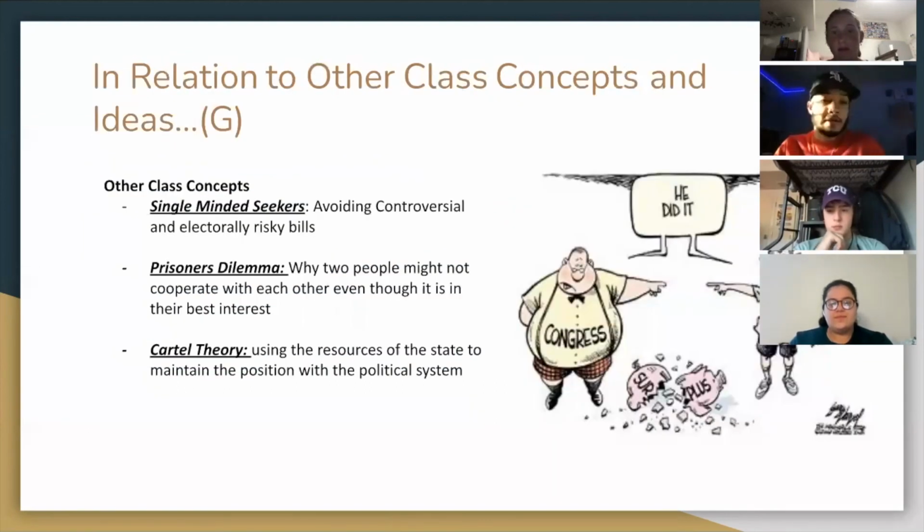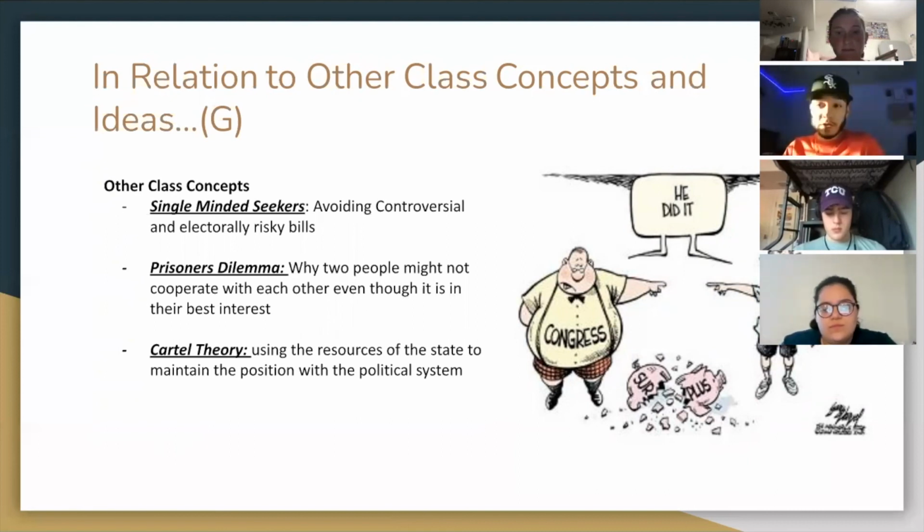Other class concepts that we can relate to that we've already learned throughout the semester is that of the single-minded seekers, which is, like we mentioned before, members of Congress are trying to avoid controversial and electorally risky bills just because they're trying to not sway the swing too much and just stay kind of in the middle, not trying to lean towards others because they want to get their seat and maintain their seat.